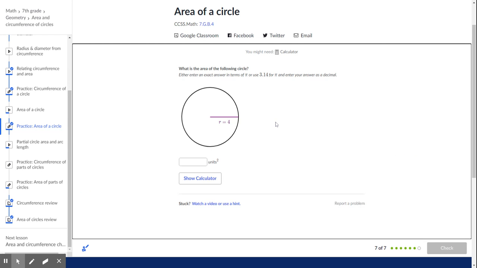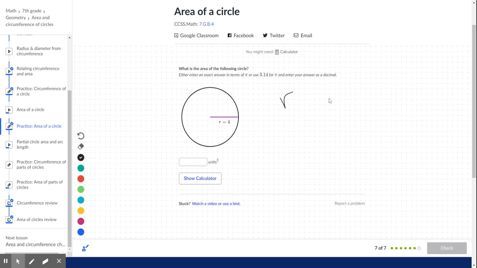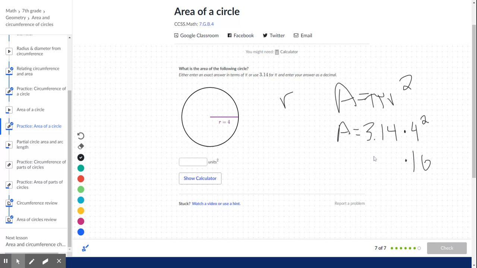Last one and we are finished. On this one, they give us the radius. We can just plug it right in. According to our equation, we know that A is equal to pi times r squared. We already know that pi is the same thing each time, which is 3.14, times my radius, which is 4, squared. I know that 4 squared is 16. That's like saying 4 times 4. And I have to multiply that by 3.14.